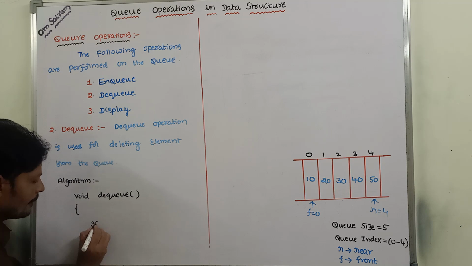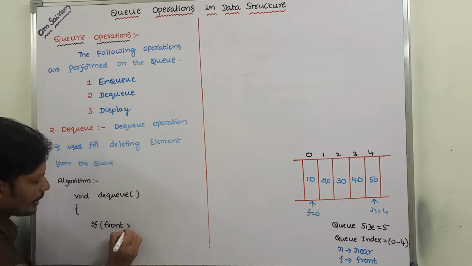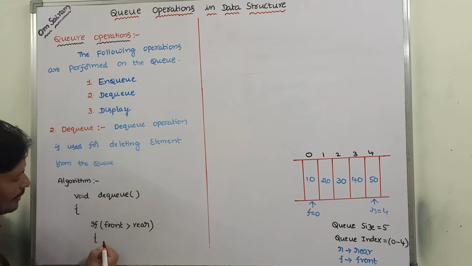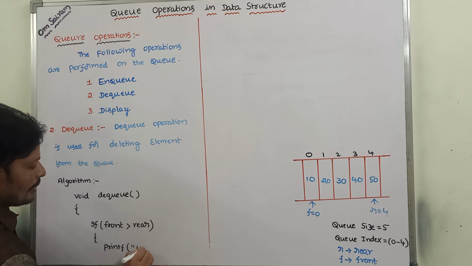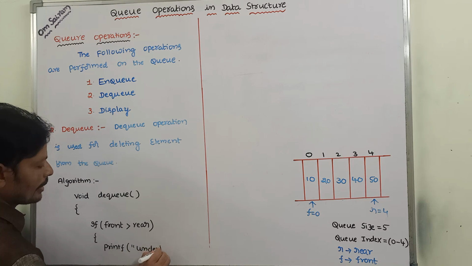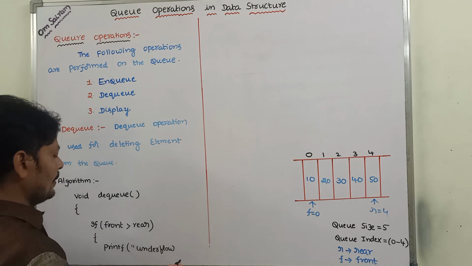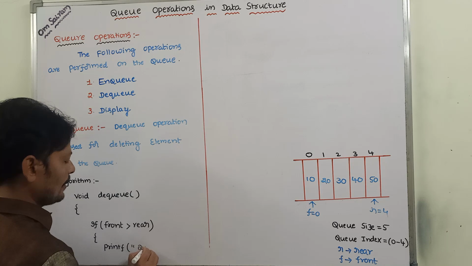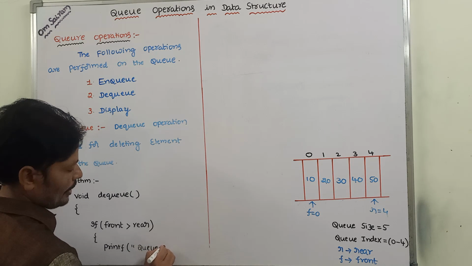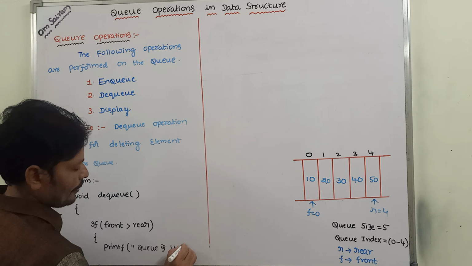If front greater than rear, printf underflow condition is occurred. Queue is underflow. Sorry, queue is underflow.